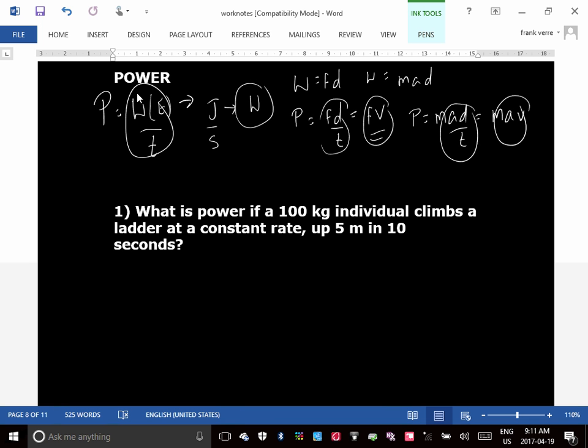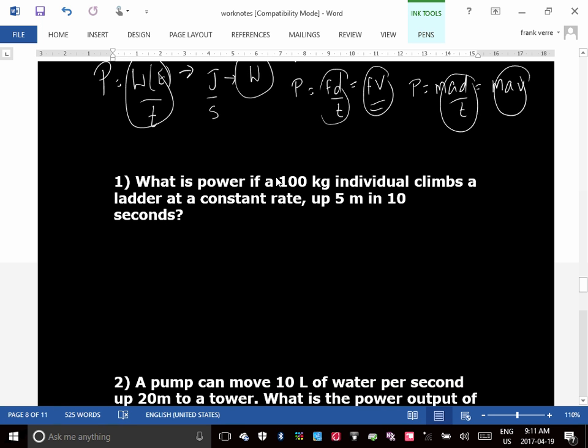Okay? So let's take a look at a really simple question. If we had to calculate the amount of power in this scenario: a person, 100 kilograms, climbing a ladder 5 meters in 10 seconds. So we have mass, 100 kilograms. We have distance, 5 meters. We have time, 10 seconds, and we want power.